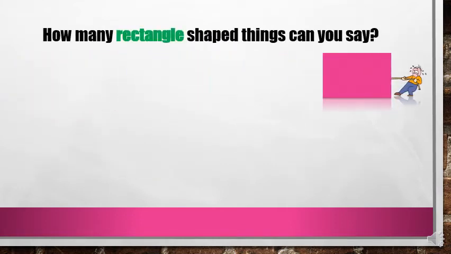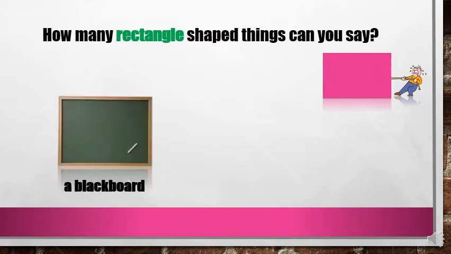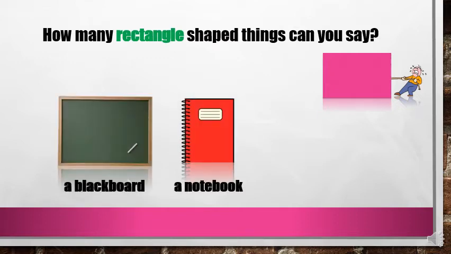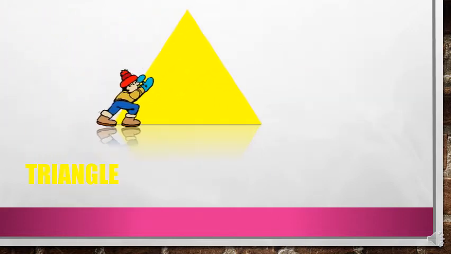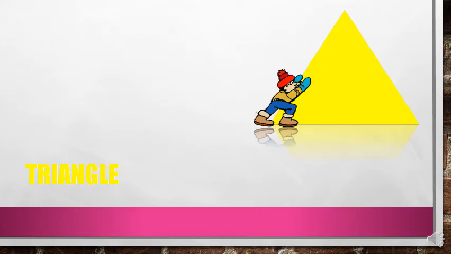How many rectangle-shaped things can you see? I have a blackboard and I have a notebook and I have a door. All these examples are from our real life. So you have to also count the rectangles in these objects.